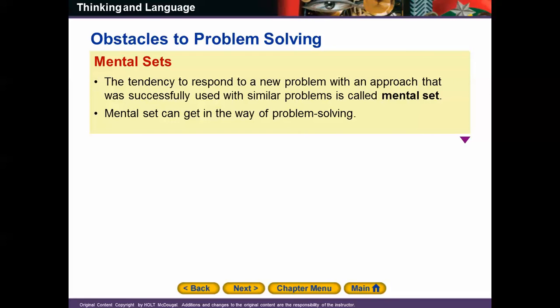A mental set can be an obstacle to problem solving. As we know from our discussion on problem solving by analogy, people often try to solve new problems in ways that work for similar problems, and the tendency to respond to a new problem with an approach that was already successful is called a mental set. But this can get in the way because sometimes it's hard to see a new, more creative way to fix that problem.